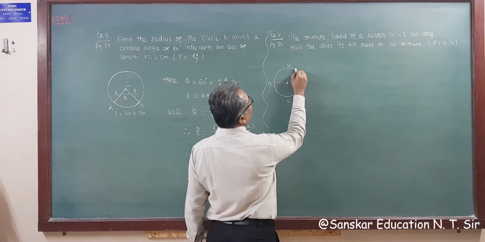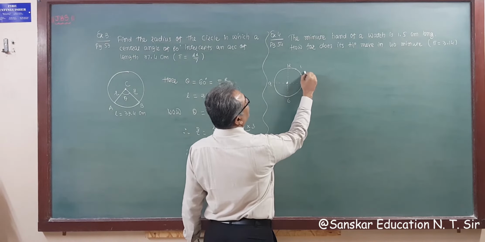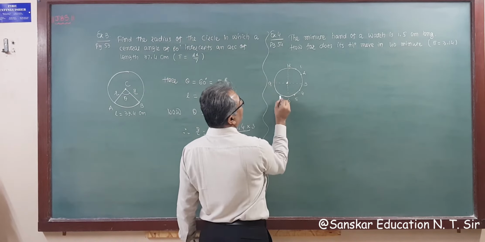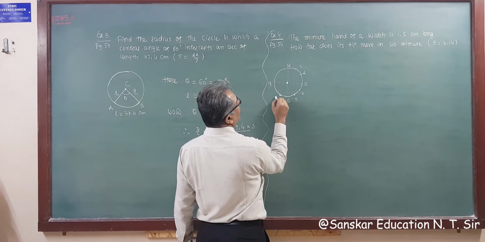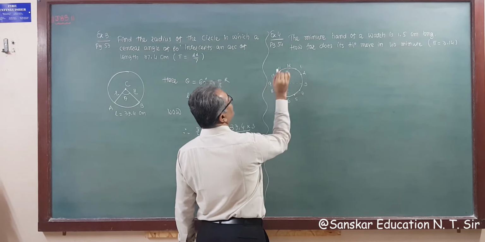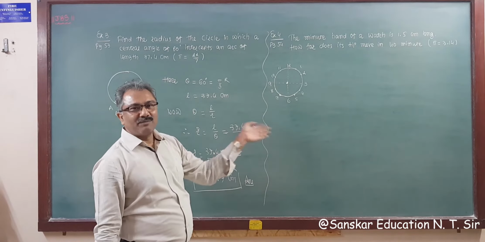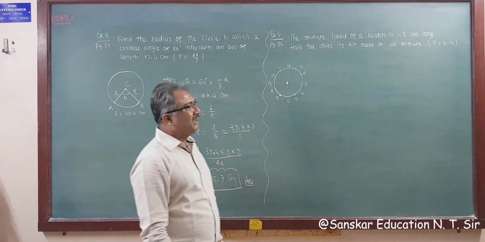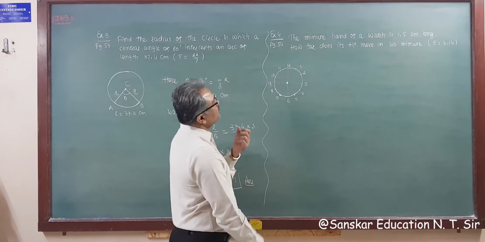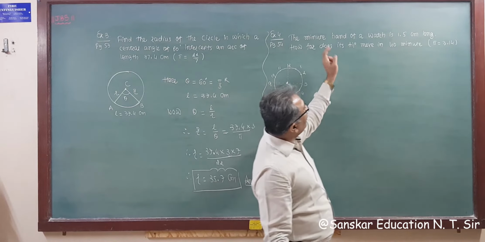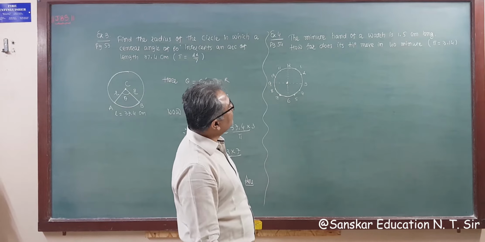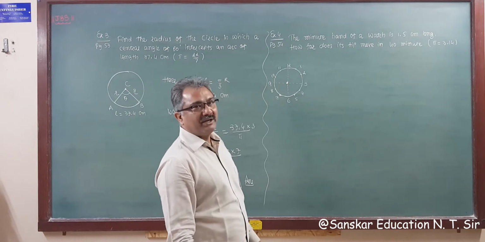Now between these there are 1 and 2. Here 4 and 5 are in between. Then 7 and 8. Then 10 and 11. So this is the complete dial of the watch. Now the minute hand means the longer hand. So the minute hand of a watch is 1.5 centimeter long. How far does its tip move in 40 minutes?